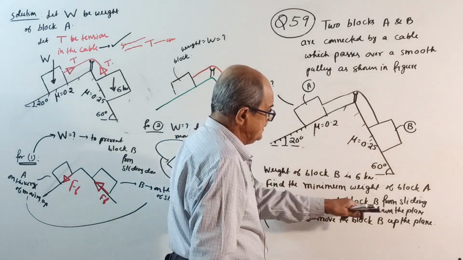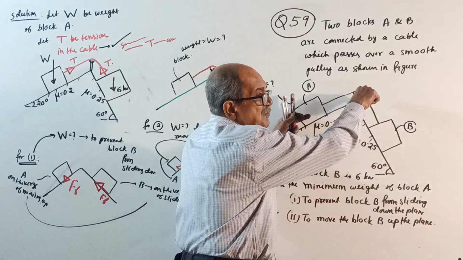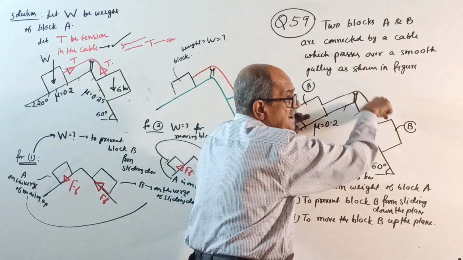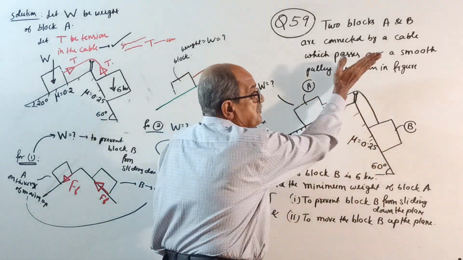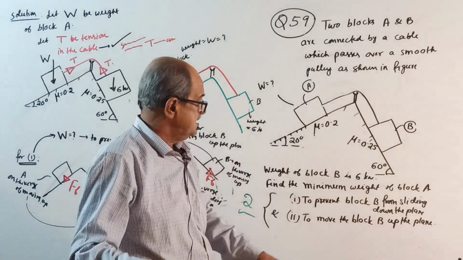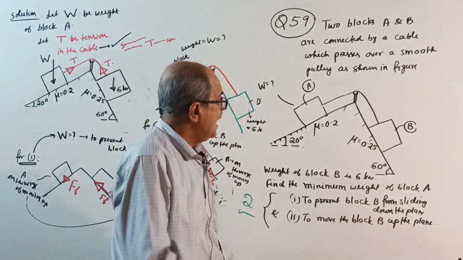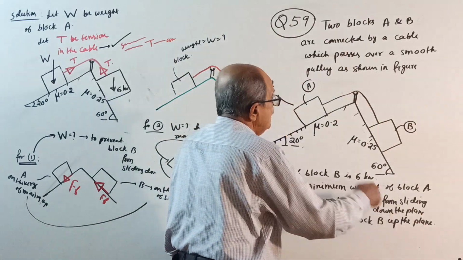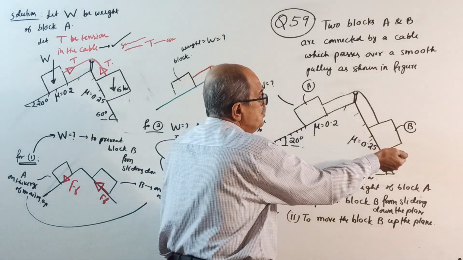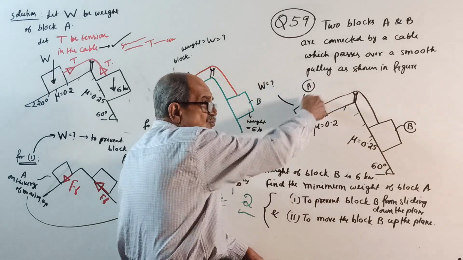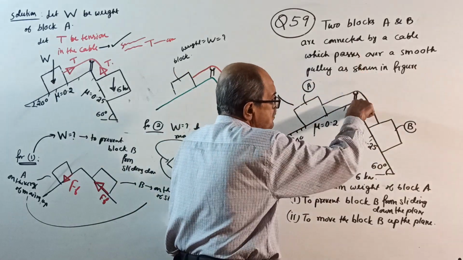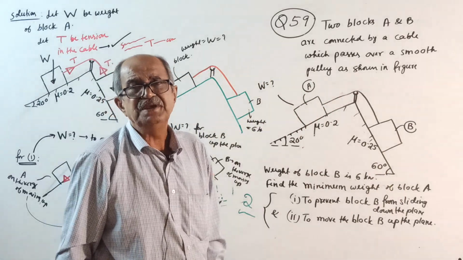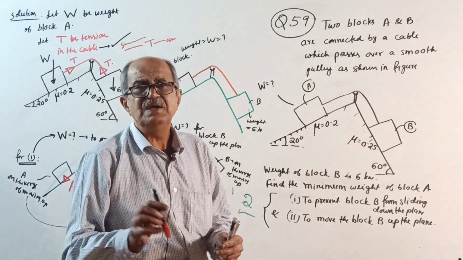First question is to prevent the block B from sliding down. Block B sliding down means friction is up, and block B sliding down means block A is going up, friction is down. Second question, to move the block B up the plane. Block B moves up the plane means friction down, and when block B is moving up the plane, block A has to come down the plane. See, this is moving up the plane, friction down. This is moving down the plane, friction up. This much is sufficient. Okay, now I explained each and every concept.